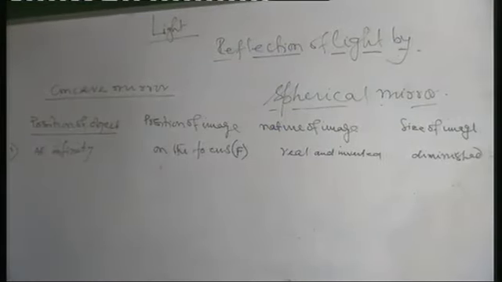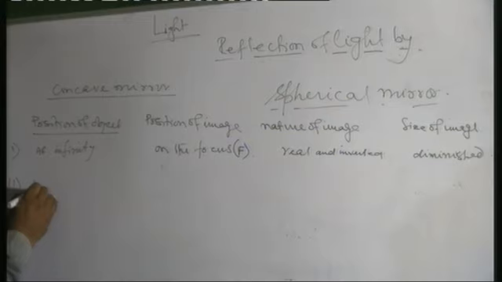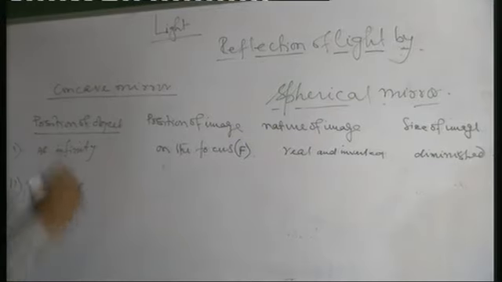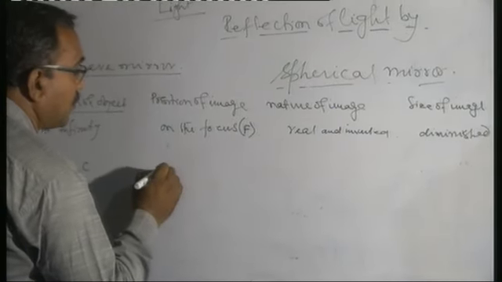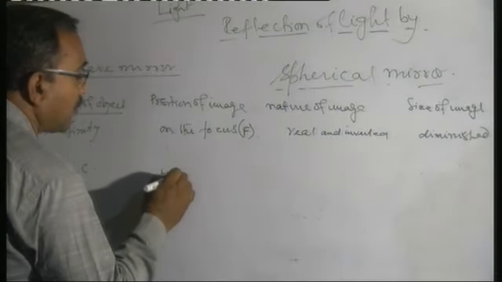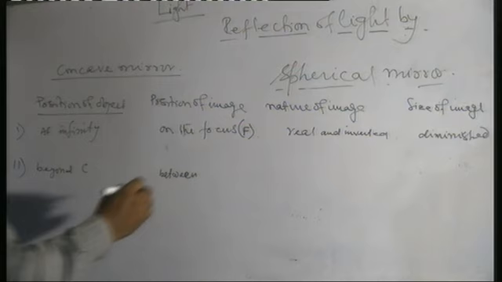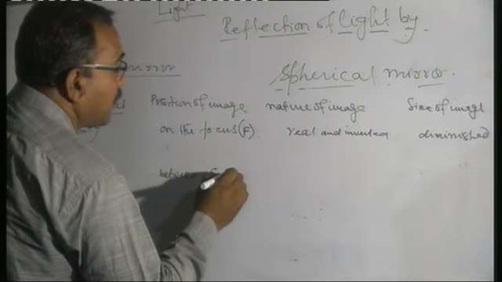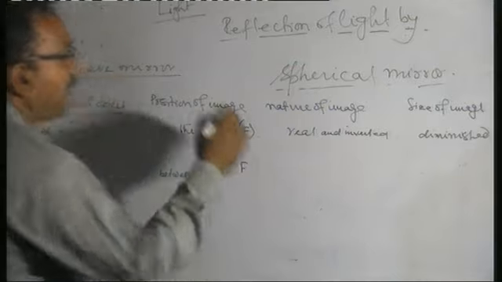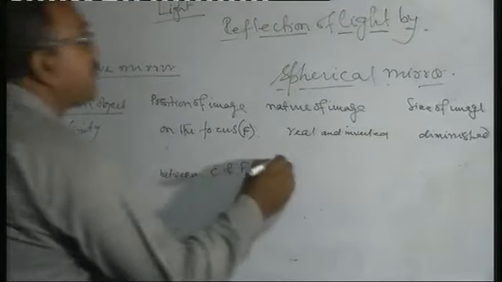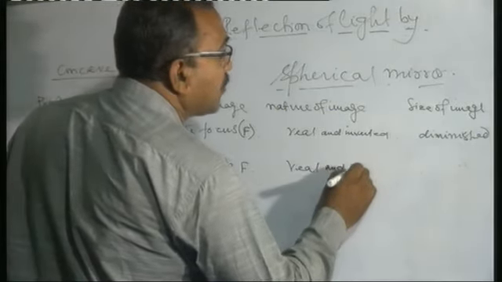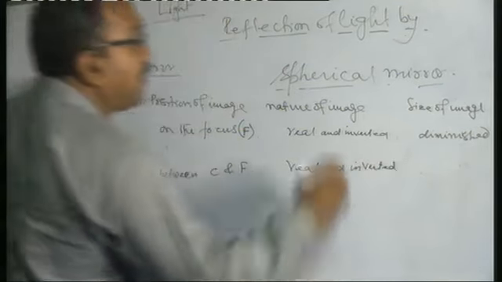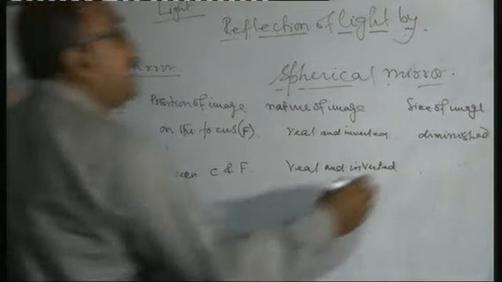Second, beyond C. Position of the image in between C and F. What will be the nature? Real, inverted and diminished.